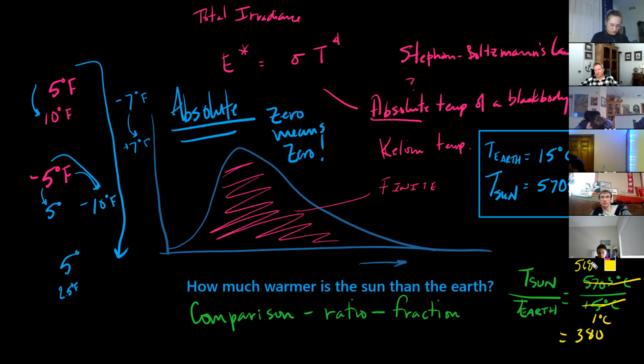5,689. How much warmer is the earth than the sun? Same ratio. Well, 5689 divided by 1. So you're saying it was 380 times warmer. I cooled things down by 13. Now it's 5,700 times warmer.